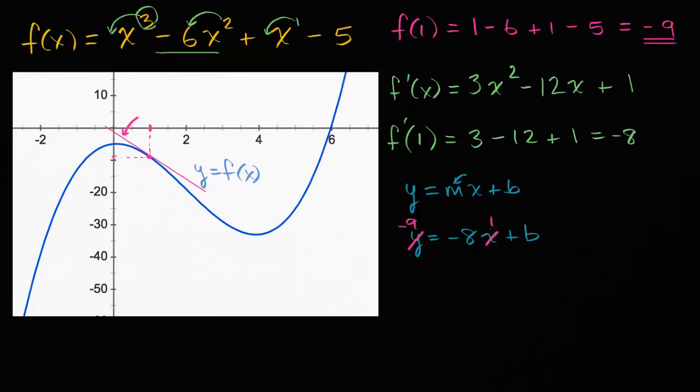And so we get negative 9 is equal to negative 8 times 1. So negative 8 plus b. Well, let's see. We could add 8 to both sides, and we get negative 1 is equal to b. So we're done. The equation of this line that we have in magenta right over there, that is y is equal to the slope is negative 8x, and then the y-intercept minus 1.